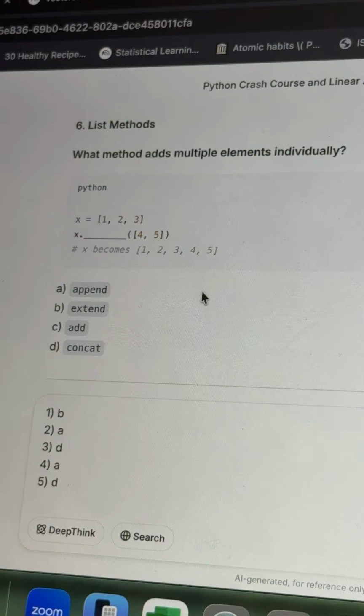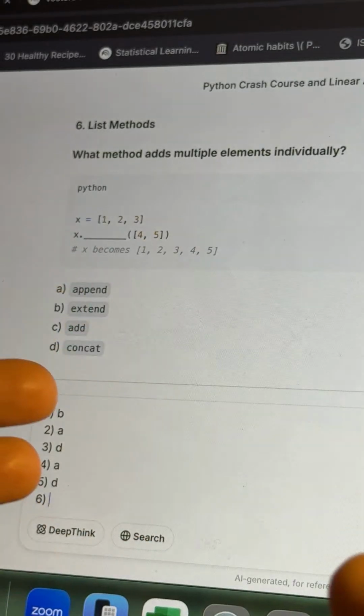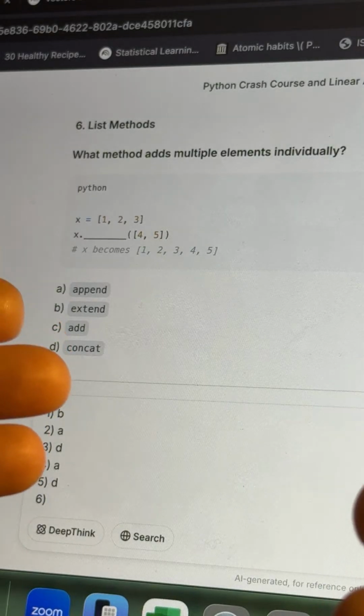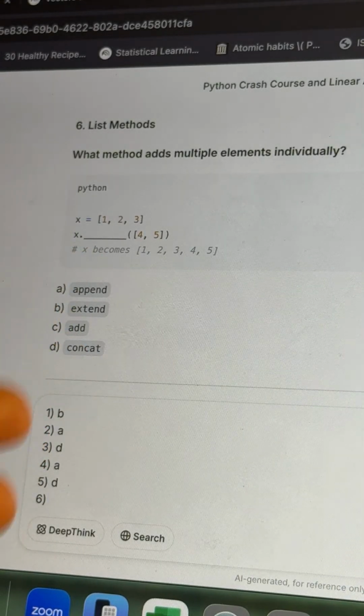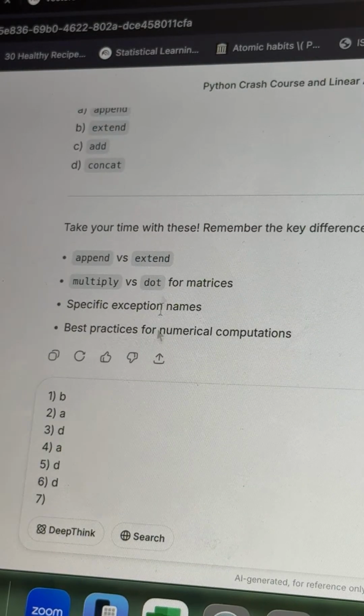Thank you very much. So, what method adds multiple elements to individual? Put append. I think it's concatenate for sure, because that's what I was unsure about. I was like, would append put it in the same bracket, or would it just add another bracket to an existing bracket? But concatenating two brackets would keep it as one bracket. So D makes sense. If not append. So take your time with these. Okay, so I got 6 wrong.